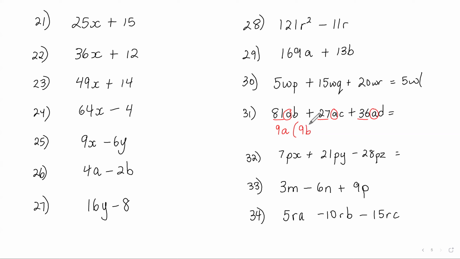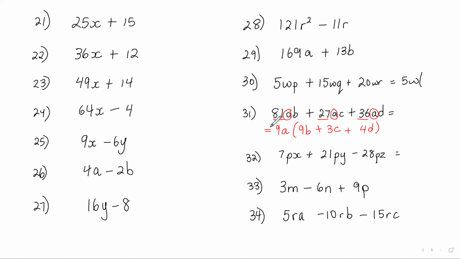Because remember, when I multiply 9A by whatever this is, I must get back 81AB. So 9 times 9 is 81, and A times B is AB. Similarly, 9 could go into 27 3 times. A could go into A once, and then you'll have C. 9A times 3C will give me 27AC. And then finally, 9A into 36AD will be 4D, because 9A times 4D will give me 36AD. So just be mindful of that, okay?